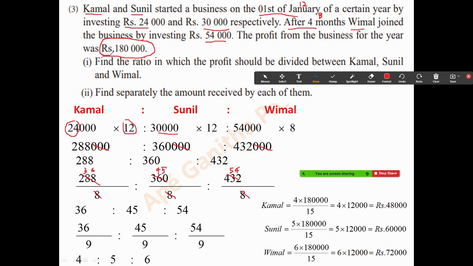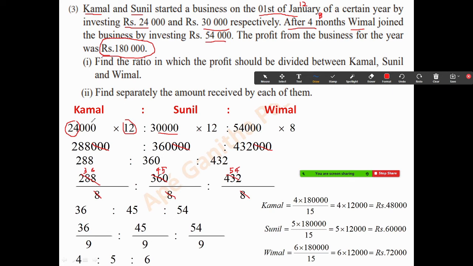How to divide this profit? They can't divide it equally because they invested different amounts, and the time period is also different. So there are three members here, but we can't divide this profit equally. The reason is their investments are different, and their period of investment is also different. So how do we divide the profit?